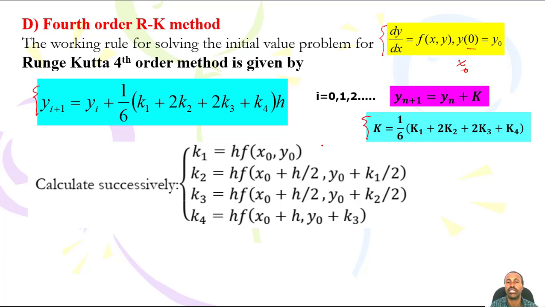Then calculate k1 first, h into f of x naught, y naught. In the equation, you substitute x naught, y naught. Then for k2, you bring here x naught plus h over 2, y naught plus k1 over 2. k1 you already have here, and the second coordinate will use this one. Once you calculate this, then third, then fourth, you can calculate. Finally, we take the weighted mean of these, then divide by 6. You get the first approximation.